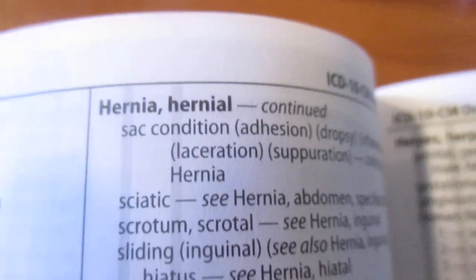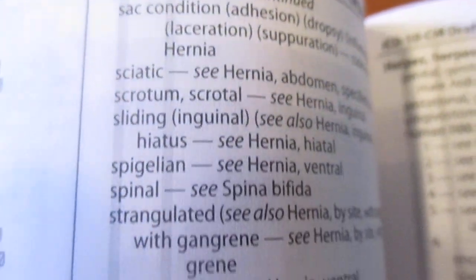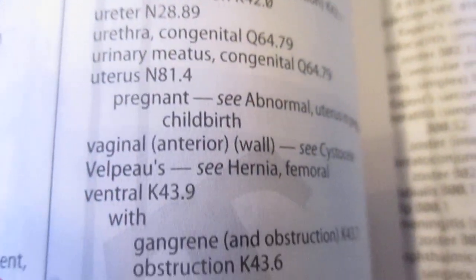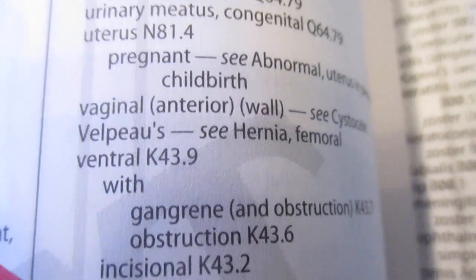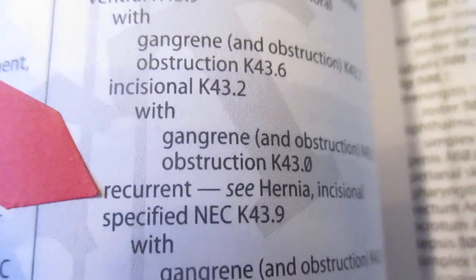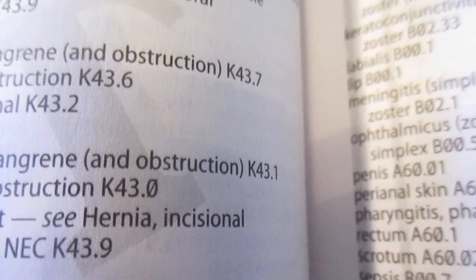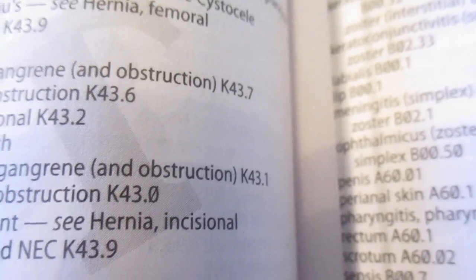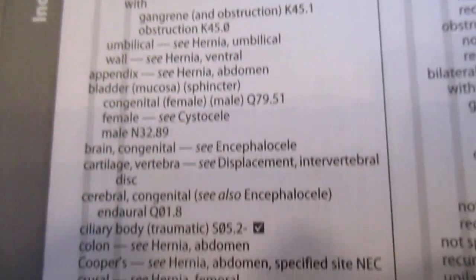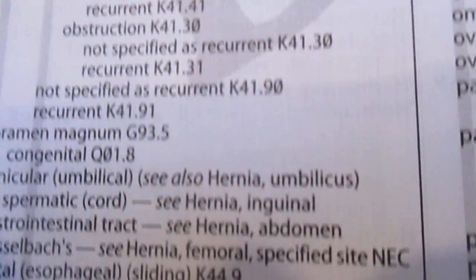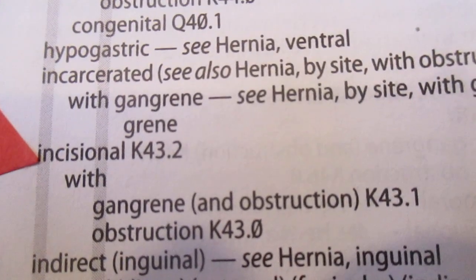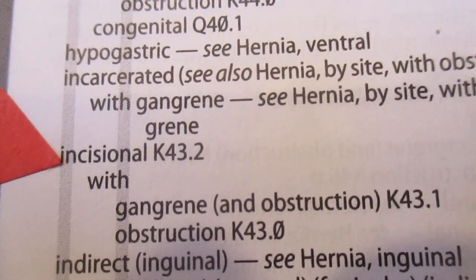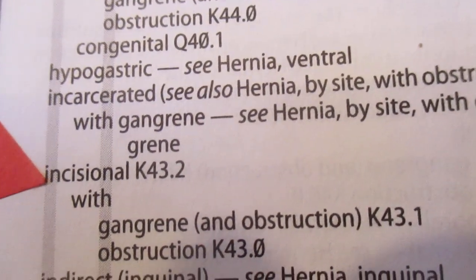Let me find the top of the page. Hernia. Subterms are indented to the right, describing what type of hernia. We said it's a ventral hernia, K43.9. We said it's recurrent, so subterm recurrent says see hernia incisional. So that means go to the main term hernia, but subterm incisional. So now go back to hernia, come down in alphabetical order, and find incisional. Incisional, there is no recurrent under there, but because the index told me to go to incisional, incisional is K43.2.